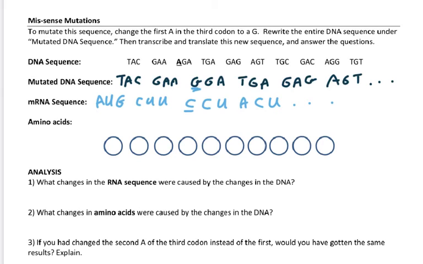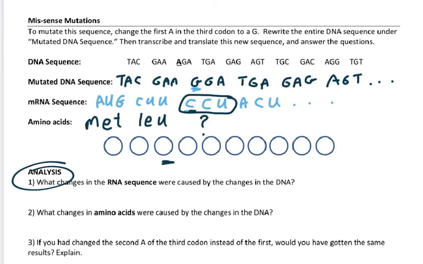When you move on to translate the codons into amino acids, be really careful here. AUG still codes for MET. CUU codes for Leu. But what about this new codon? Now that we have a substitution here, will it code for the same amino acid? Look at your codon chart to figure it out. Make sure you look at the color chart to color in your amino acids using the proper colors, and then answer your analysis questions.